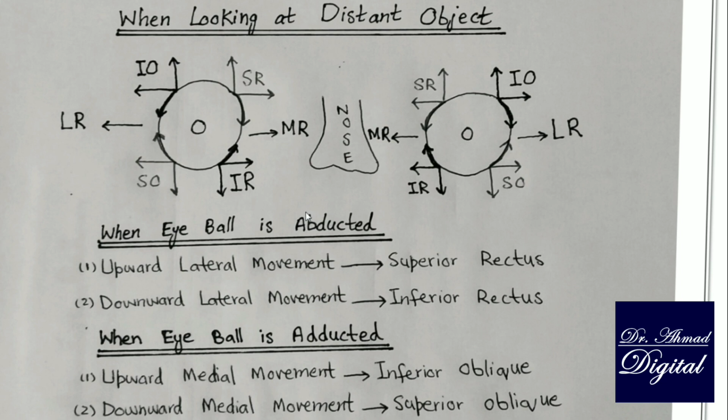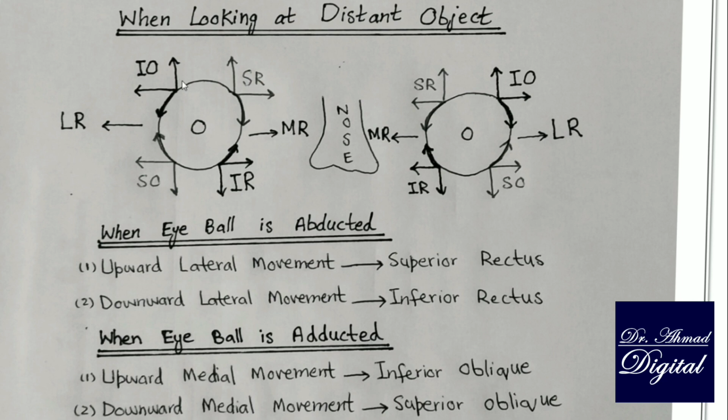Now we will understand the functions of these four muscles when the eyeball is abducted or adducted. Keep in mind that during abduction or adduction of the eyeball, these four muscles will have only one function. So this is the best position to assess the functionality of these four muscles. And here is a trick to memorize the functions of these four muscles when the eyeball is abducted or adducted. You have to modify this picture.